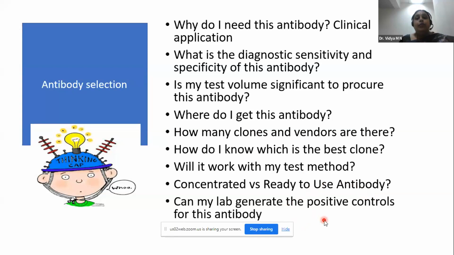As I said, there are few rare antibodies for which controls may not be readily available, and you need to know and maybe even try getting some cell lines as well. A little bit on the positive controls, I'll be taking it up during the last part of my session. This is the most important part of the discussion.